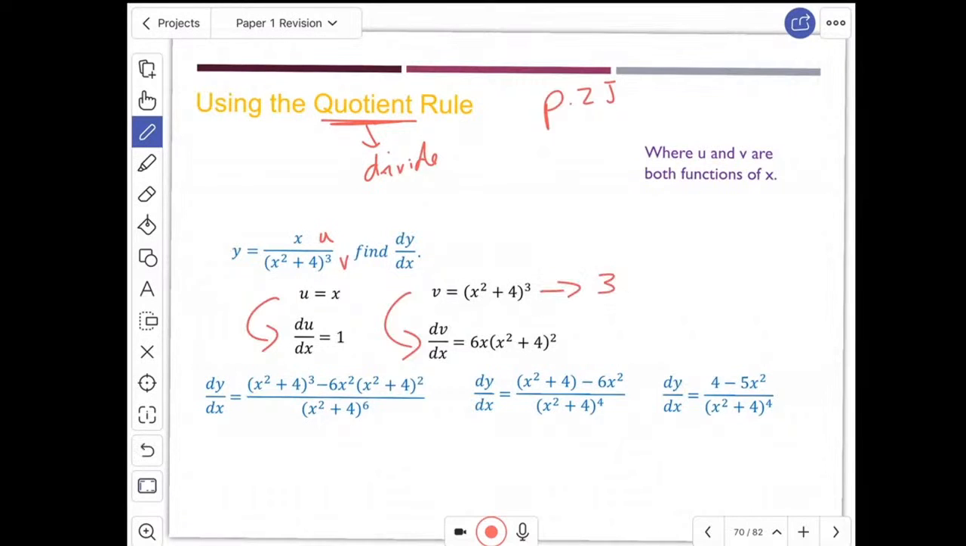So basically you did 3 bracket x squared plus 4 raised to the 2, and then you multiply that by the bracket differentiated, which gives you 2x. So that's where that 6x comes from. And then you just go and fill out your lovely formula. It's all done out for you there, and you get your answer. So that's your quotient rule.